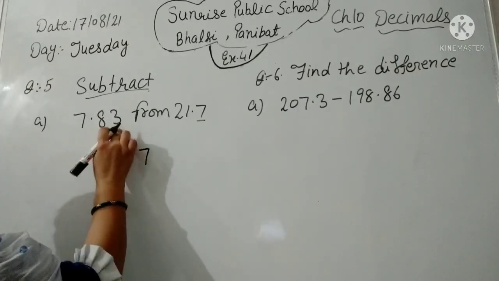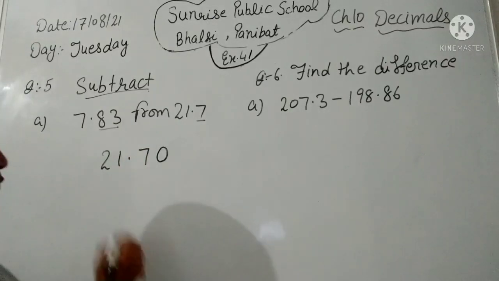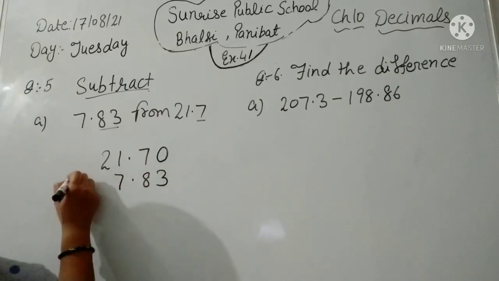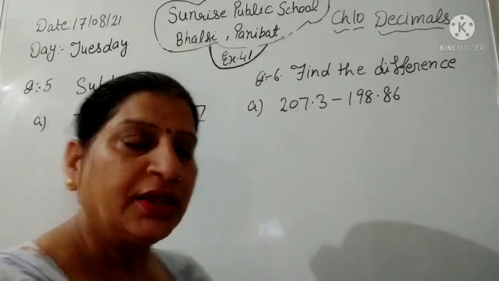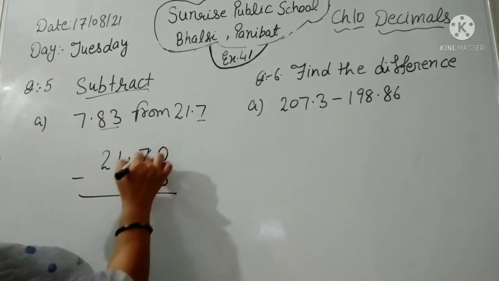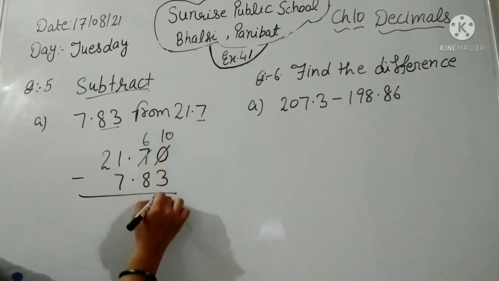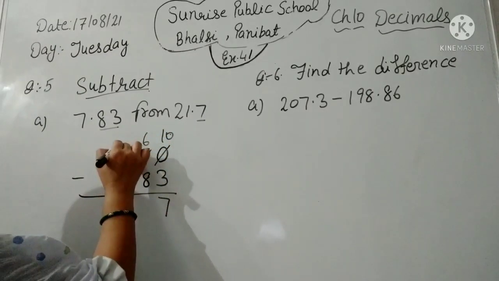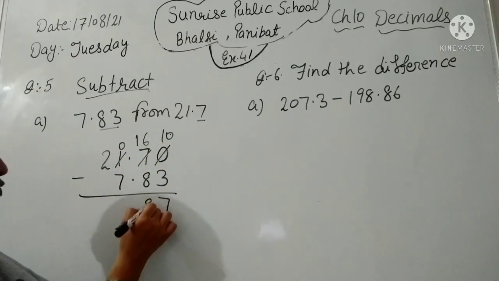So firstly we write this number 21.7. Here there are 2 digits, so we write here 1 0. Now we write this number 7.83. Now we have to subtract the numbers. Now it is a simple question. We take borrow. Now here number is 6 and here is 10. 10 minus 3 equal to 7. 6 में से 8 नहीं जा सकता. We take borrow. Here is 16. 16 minus 8 that is equal to 8.